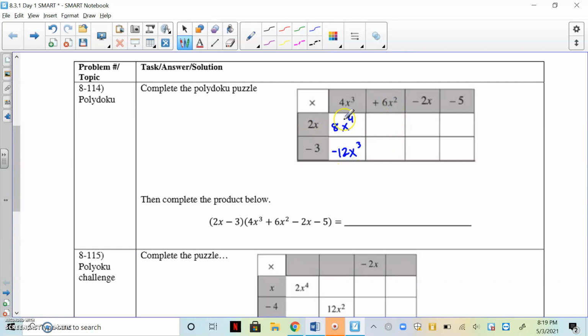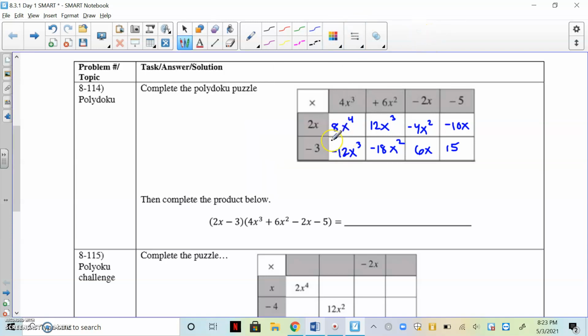And 6x squared times 2x is 12x cubed. 6x squared times negative 3 is negative 18x squared. Negative 2x times 2x is negative 4x squared. Negative 2x times negative 3 is 6x. Negative 5 times 2x is negative 10x. And negative 5 times negative 3 is 15. So now that I have filled out my entire box, it's time to add like terms.